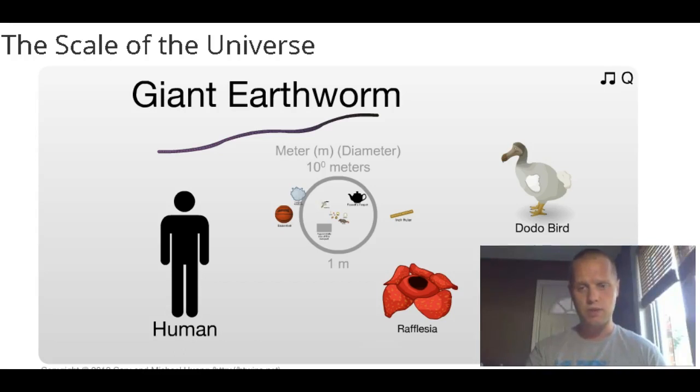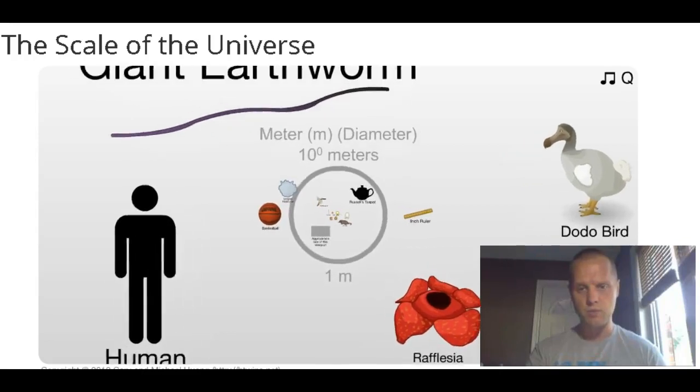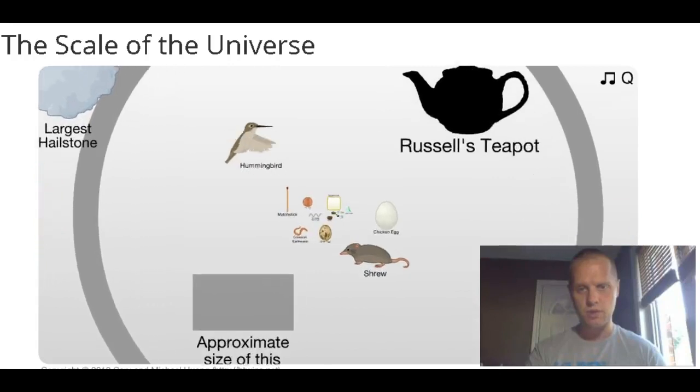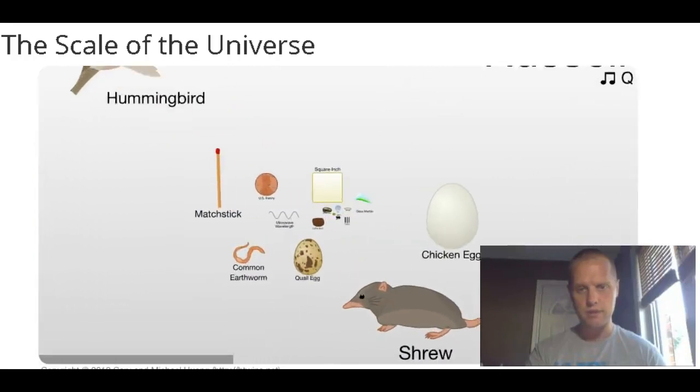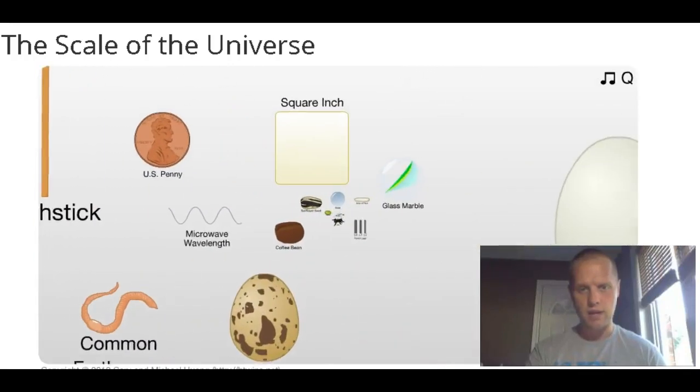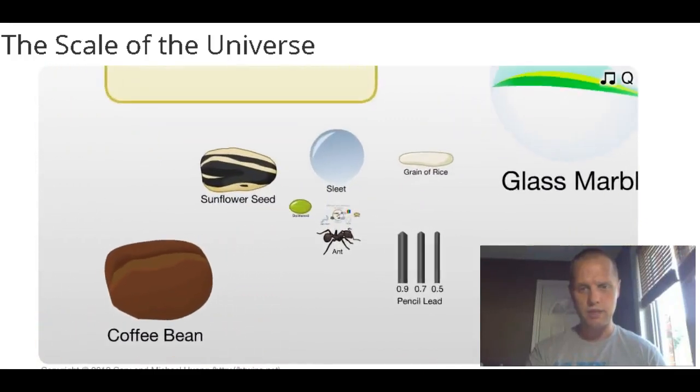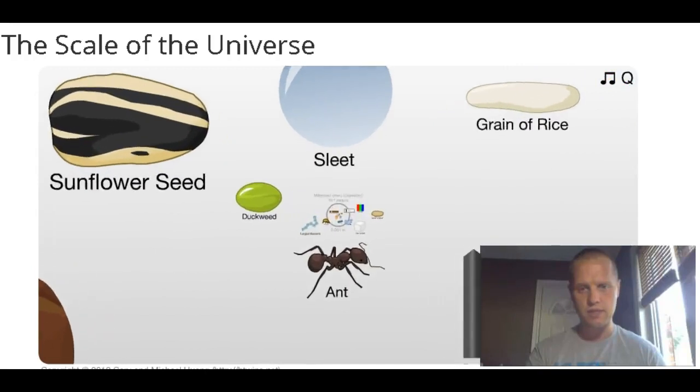So what we're going to do is just zoom in, and we're going to look at it. Right now we are at human size, but as we zoom in, we're down to the size of meters. You can see we're looking at smaller and smaller things. Microwaves, coffee beans. We're still zooming in. This is the size of an ant. We can still see this.